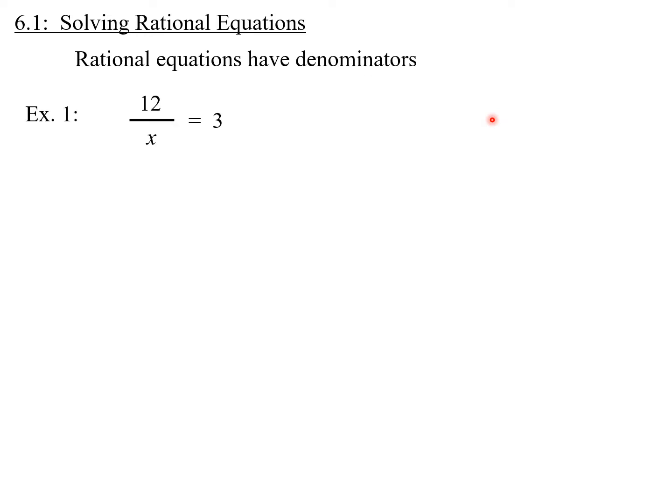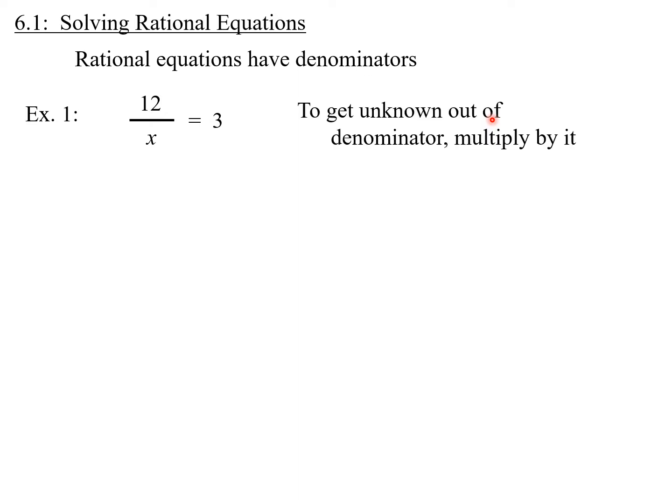This section is about solving rational equations. Okay. Now, think about rational equations: they have denominators. For example, let's solve 12 over x is equal to 3. Now, the unknown is in the denominator. To get the unknown out of the denominator, multiply by it. So we're going to multiply both sides of this equation by x.